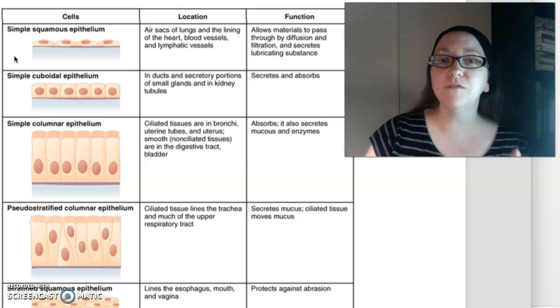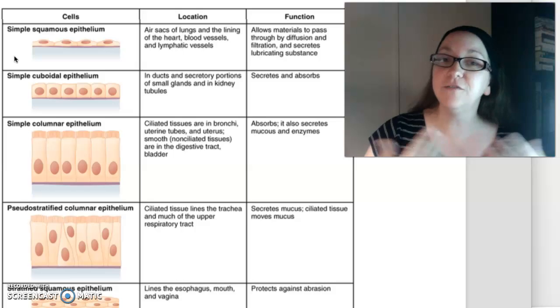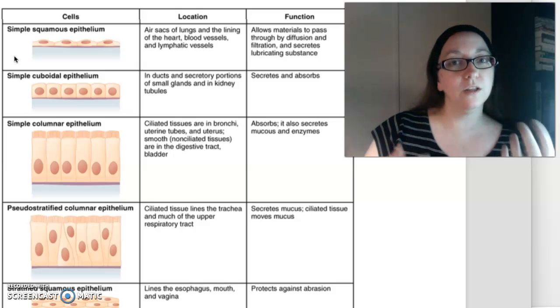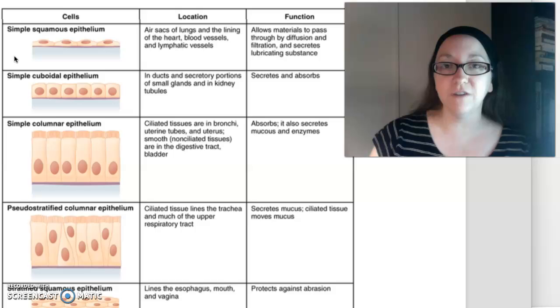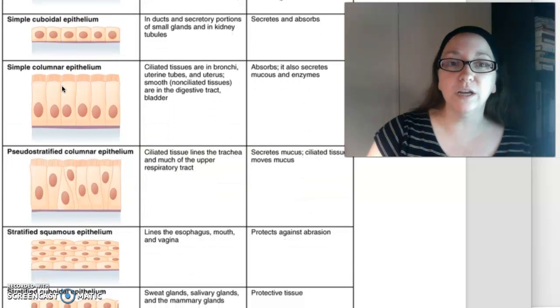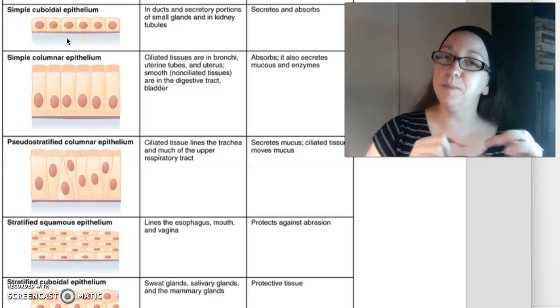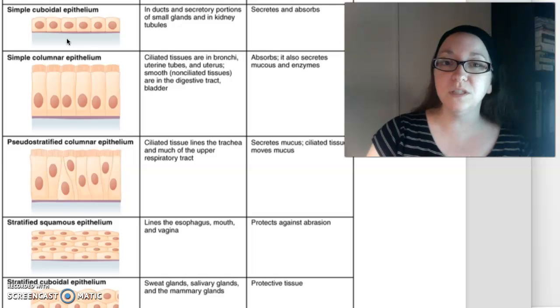So very important for diffusion and filtration of those compounds. So if you think about where this is happening and what it looks like, that kind of leads you right into the function of that type of cell. Look at cuboidal here, simple cuboidal. So it's the same thing. It's just one layer thick, but it's a little bigger, fatter cells, little cubes.